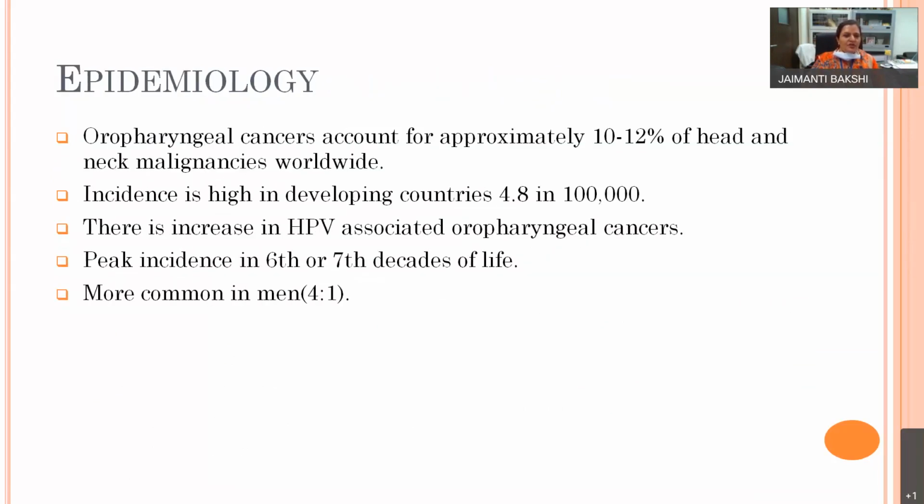Now coming to the epidemiology of oropharyngeal cancers. Oropharyngeal cancers account for 10 to 12% of all head and neck malignancies worldwide. Incidence is high in developing countries, and it is 4.8 per 1 lakh population. There is increase in the HPV-associated oropharyngeal cancers recently, and it is more in the Western countries as compared to India. Peak incidence is seen in 6th or 7th decade of life, and it is more common in men with a ratio of 4:1.